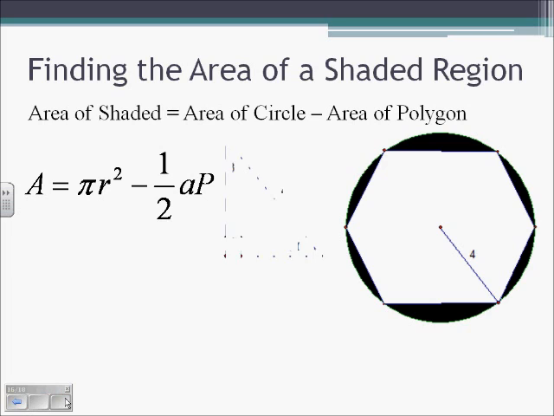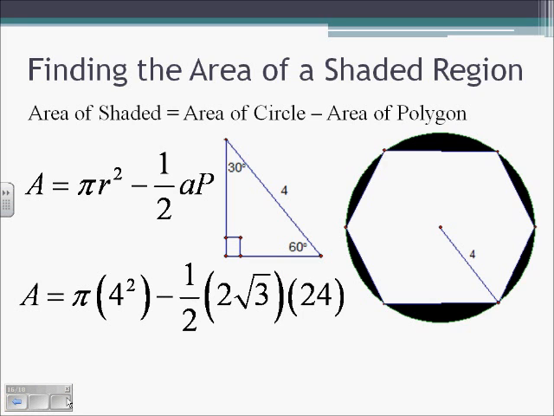So we know the area of the circle is going to be pi times 4 squared, or 16 pi. And since we have a hexagon here, we're going to have a 30-60-90 triangle with a hypotenuse of 4 to find our side length. So we know our area is going to equal 16 pi, like I said earlier, minus 1/2 times 2 square roots of 3 times 24.